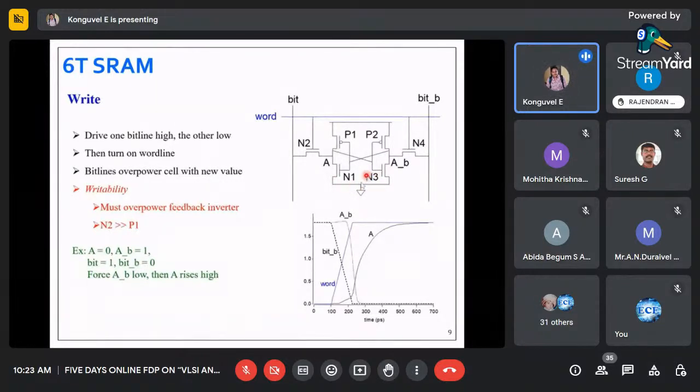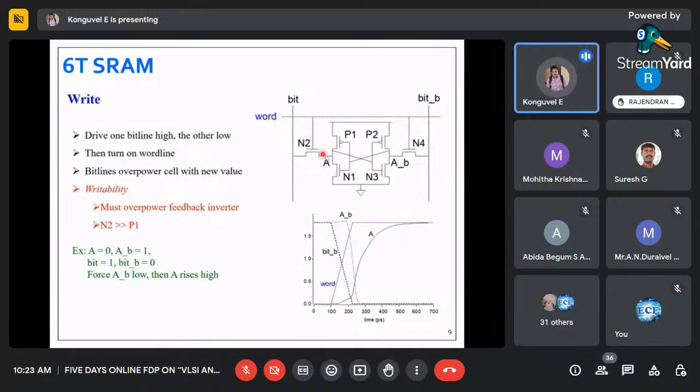Why? Say, for example, the A node is 0 initially and we want to store 1 into it. For that, we put 1 in bit and 0 in bit bar. Before that, let us consider what is happening inside. Let us consider A is 0. If A is 0, what happens to A bar? A bar will be 1. So if it is 0 here, what will happen to N3? N3 will be turned off. Am I right?